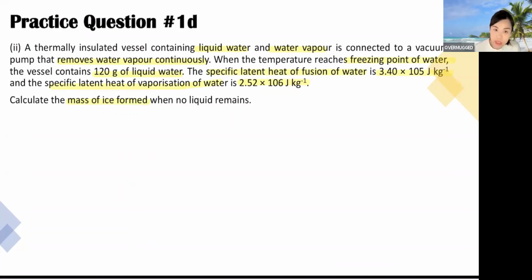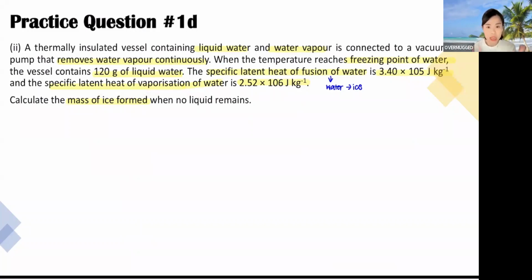So we need to understand the process that is happening here. You have liquid water and water vapor, and the water vapor is continuously being pumped out by a vacuum pump. When the liquid water reaches the freezing point, there is 120 grams of liquid water. So why is the specific latent heat of fusion of water given? Because quite obviously, this is the hint that your liquid water is changing to ice, a change in state, right? Then why did they give you the specific latent heat of vaporization of water?